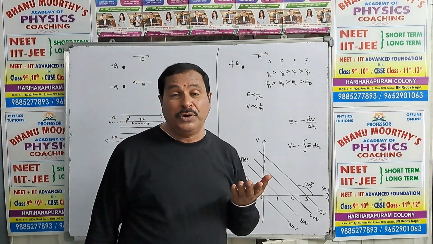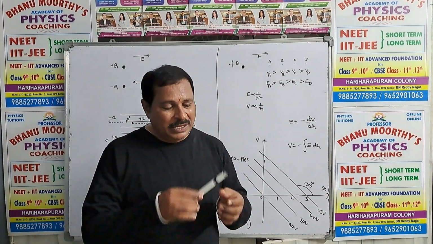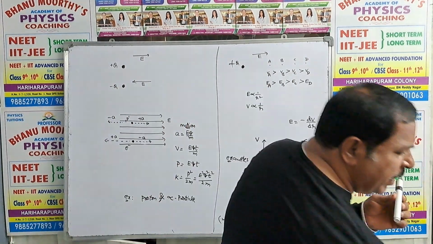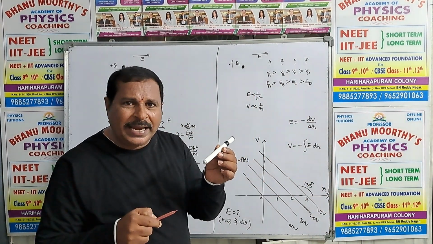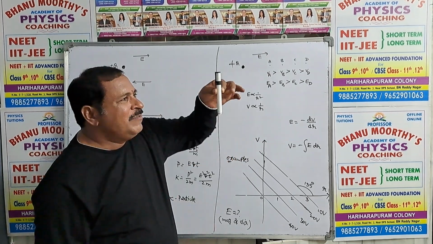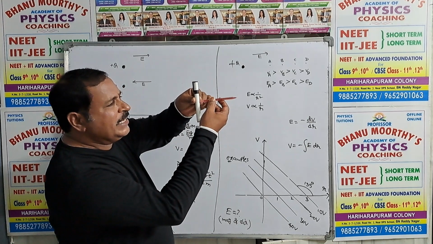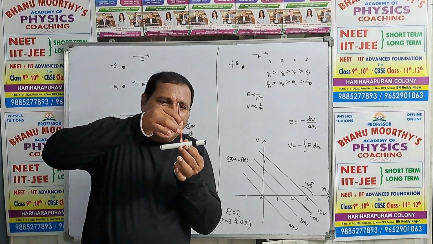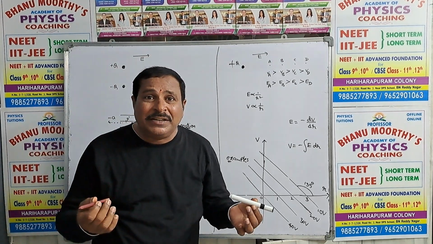The beautiful concept here. If it is an isoline of potential, intensity direction is perpendicular. If the isoline is like this, intensity direction is perpendicular. If the isoline is like this, intensity direction is perpendicular. So what is the observation?